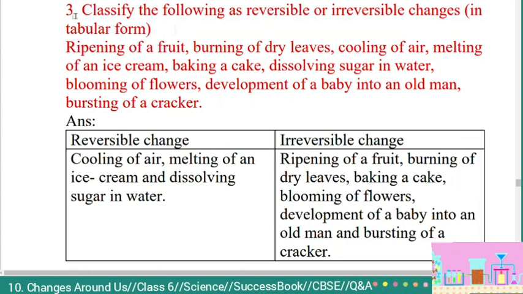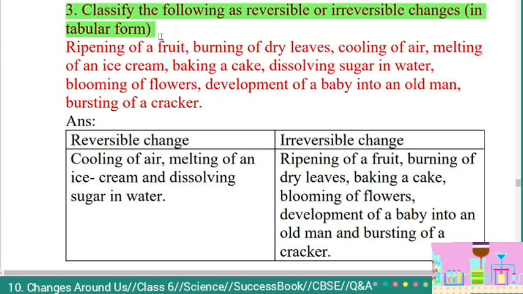Third question, classify the following as reversible or irreversible changes in tabular form. So here some examples are given. You have to write either it is a reversible change or an irreversible change. First we will see reversible changes. Cooling of air, it is a reversible change. Melting of an ice cream is also a reversible change. And dissolving sugar in water is also a reversible change.